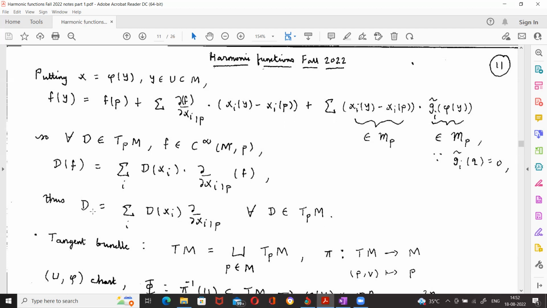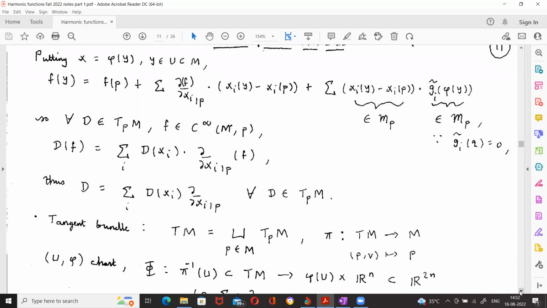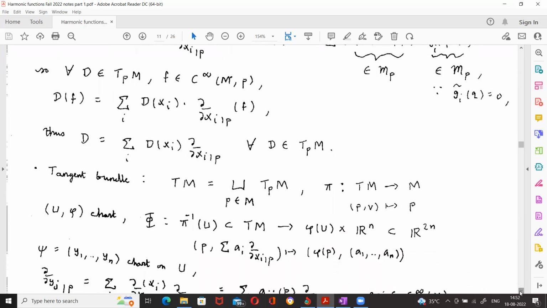And not only a basis, but we have an explicit formula for any element of the tangent space. We have an explicit formula for how to write it as a linear combination of the del del xi's, right? You just let d act on the xi's, and those give you the coefficients of the linear combination. Okay. So is this all right? Yeah.